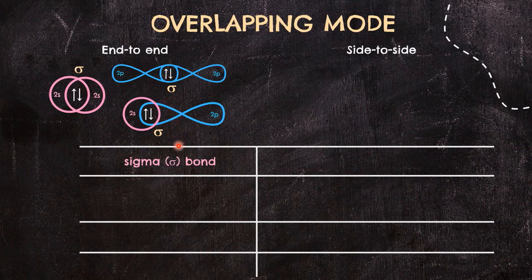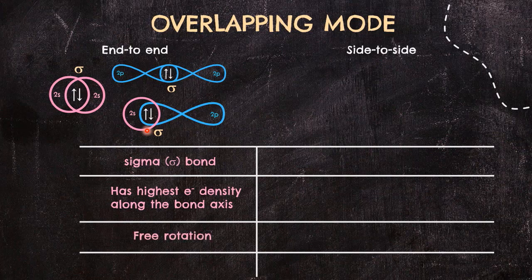This sigma bond is said to have the highest electron density along the bond axis due to end-to-end orbital overlapping. Because of this, electrons will spend most of their time in here together, therefore they can rotate freely. So how do we identify a sigma bond in the molecule? Basically, all single bonds are considered as sigma bonds.